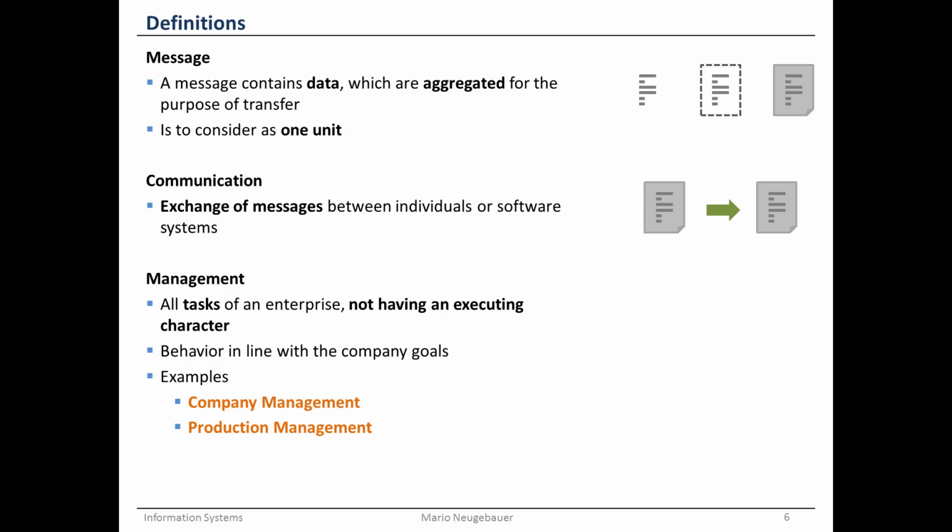Examples for such an area of management are the company management, the overall company management. Let's say the managing director might be a typical position which is assigned in management. And the production management also contains this management term here. Production management cares about the tasks, about the processes, about the human resources, for example, in the production department. So the production management itself does not perform any executing tasks. Production management does not produce the product items. The production management organizes the tasks which have to be solved in the production department.